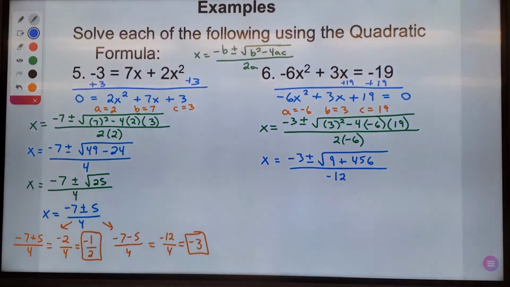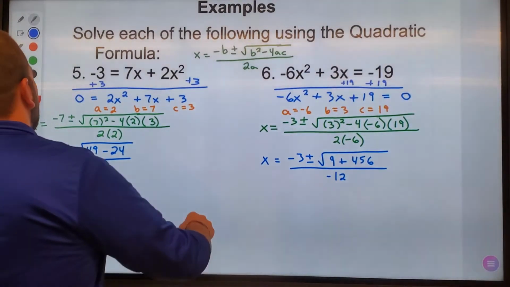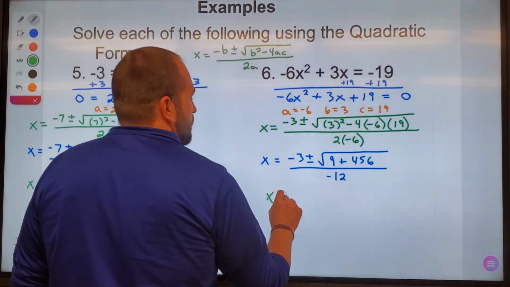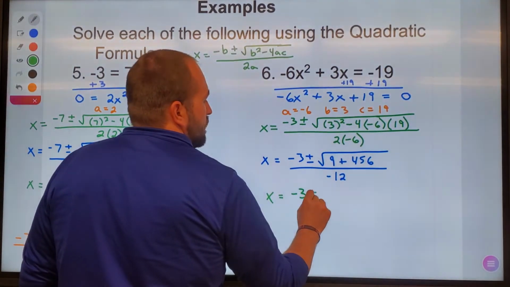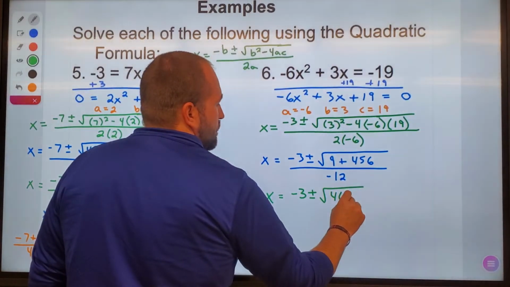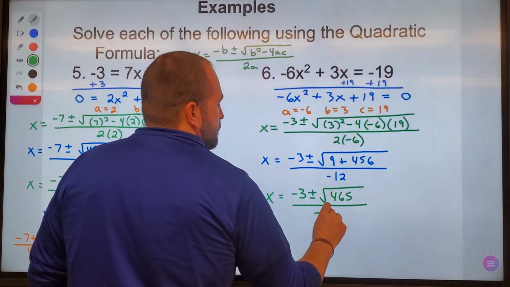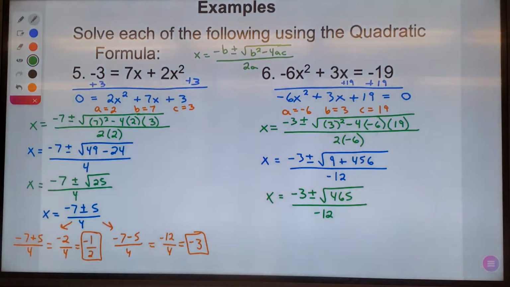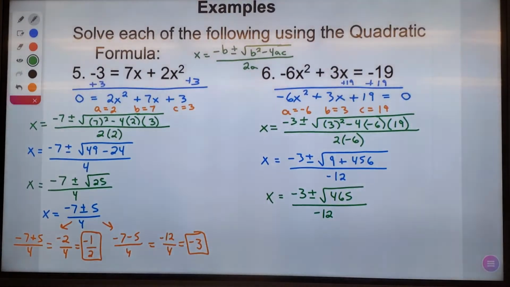Okay. Combine underneath that square root. We get x equals negative 3 plus or minus the square root of 465 over negative 12. Okay, so again, at this point, we need to check to make sure that square root of 465 is either A, not a perfect square, or is a perfect square. And then B, if it's not a perfect square, can I simplify? Okay, so we have to find the factors of 465.